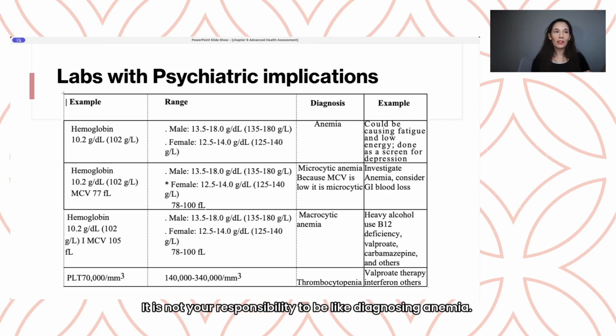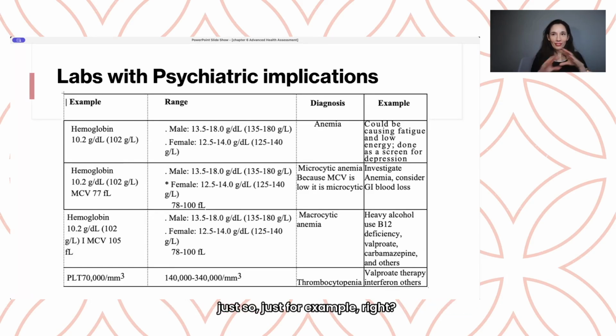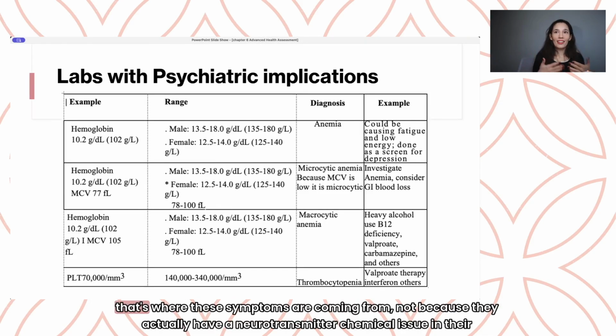It is not your responsibility to be diagnosing anemia. But just for example, this could indicate blood loss. But the big thing is they're anemic. So that's where these symptoms are coming from, not because they actually have a neurotransmitter chemical issue in their brain.